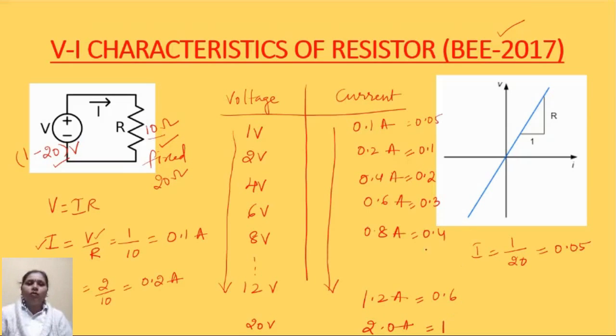Here you can observe that as the resistance is increased, the current is decreased. Depending on the values of voltages and currents, we can draw a graph which will always be linear, and the slope of this graph will give you the resistance, whose value is constant throughout the values of voltages and currents.